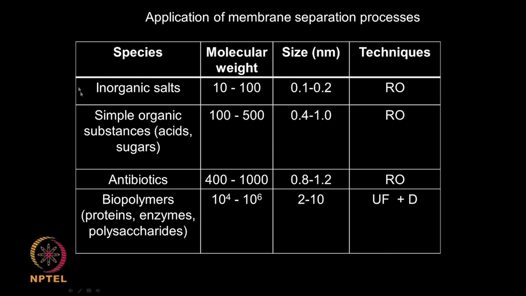Suppose I have inorganic salts and I want to separate, okay, sodium chloride, potassium chloride and so on, then I use reverse osmosis type of membrane. If I have simple organic substances like acids and sugars, okay, of slightly higher molecular weight, you can go to nanofiltration or we can go to reverse osmosis. Antibiotics, although I have put reverse osmosis, we can even go to microfiltration, nanofiltration, and then of course reverse osmosis.